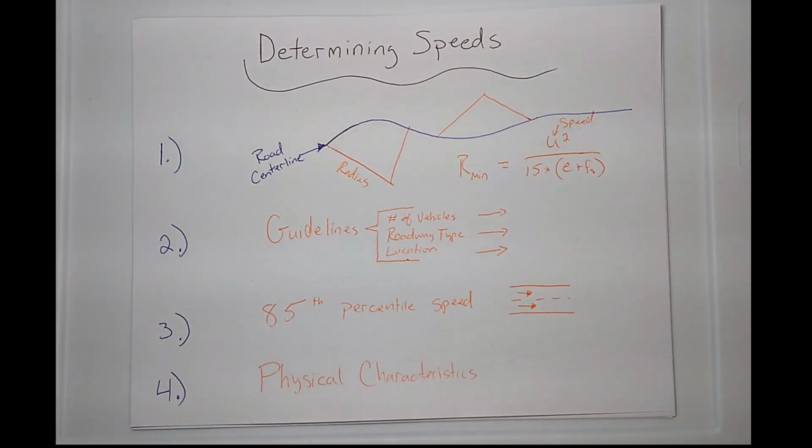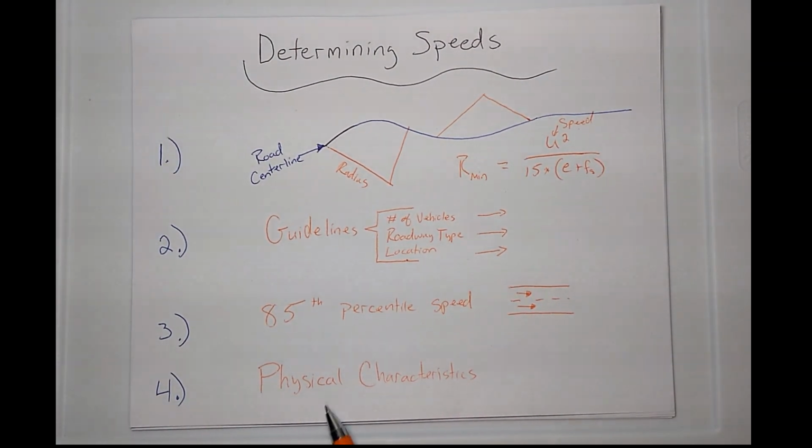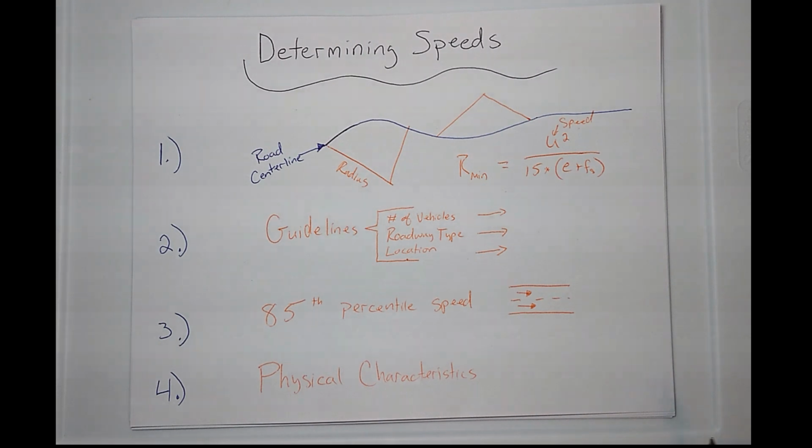And last but not least, we have a speed that is based on physical characteristics. And so if you have an understanding of what will be designed or what already is existing, you can use those physical characteristics such as the median width or the lane width or the number of access points. You can use all of those things that we know exist either on that road or near that road to determine the appropriate speed to assign to that road.